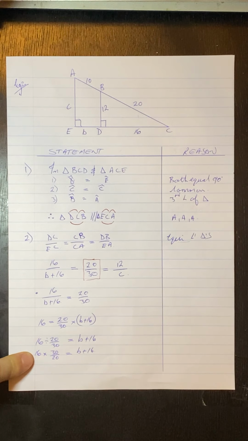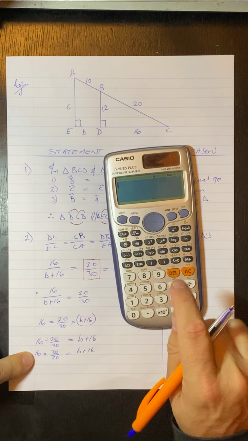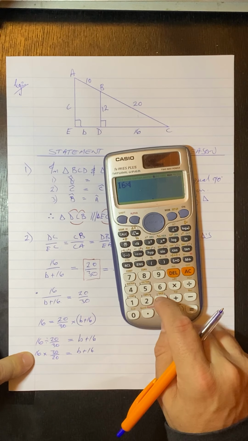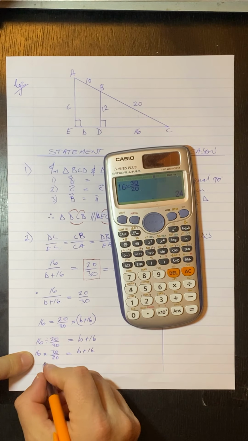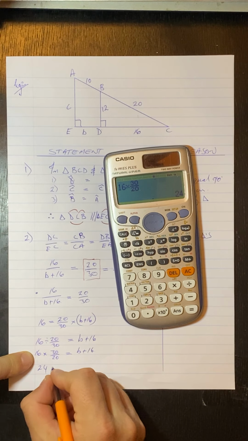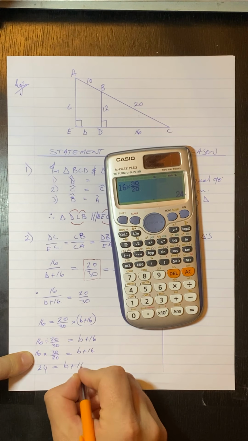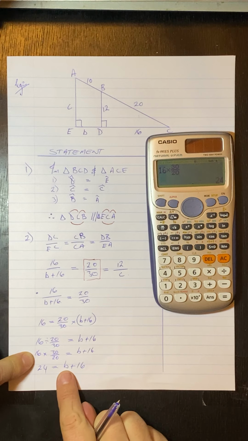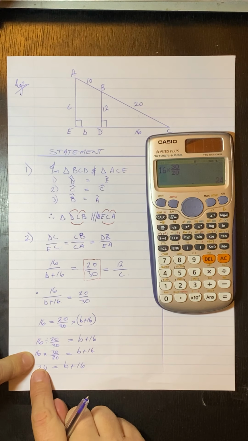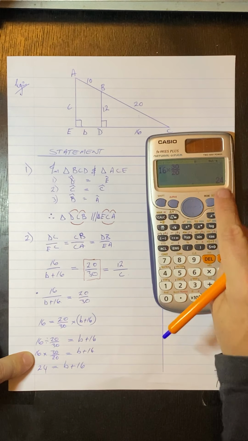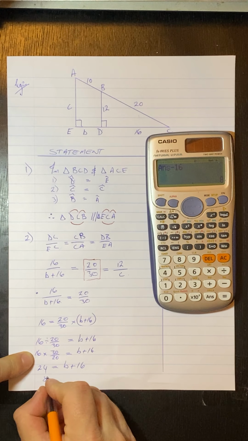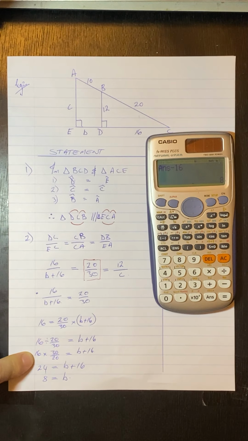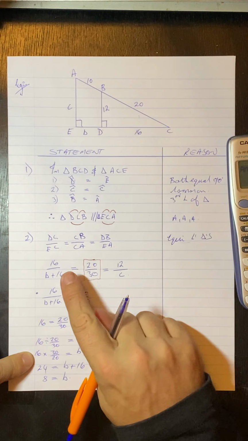I'm just going to work that out on the calculator. So we get 16 times 30 over 20, and we get 24. So 24 equals B plus 16. To get the B on its own, take the 16 to the other side, and it becomes a negative. So it's 24 minus 16, and we get B is equal to 8. All right, so that's for our first one.